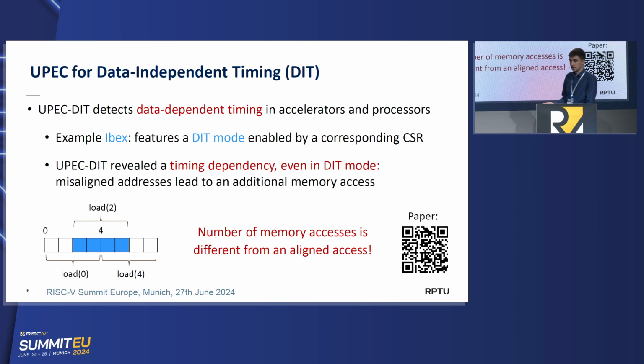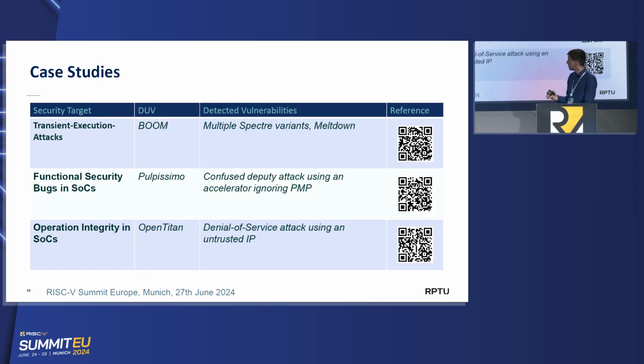So if the address is aligned, we see only 1 access. If it's misaligned, we see 2 accesses, and an attacker can observe this, for example, by measuring the execution time. We reported this bug, and the developers also confirmed it and updated their documentation accordingly. I have some more experiments that I want to briefly talk about.